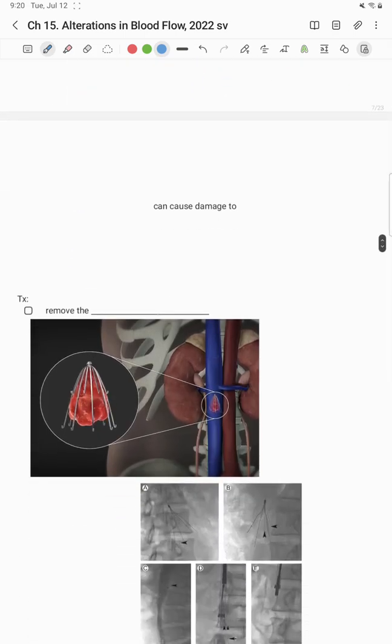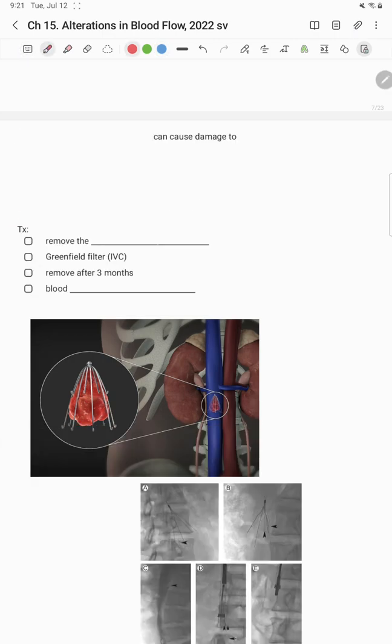Okay, so this can cause damage to the brain, to the heart, and to the lungs. Okay, if the damage is in the brain, then that is a stroke. If the damage is in the heart, that can lead to a myocardial infarction, which is a fancy word for heart attack. And if in the lungs, it can cause a pulmonary embolism.